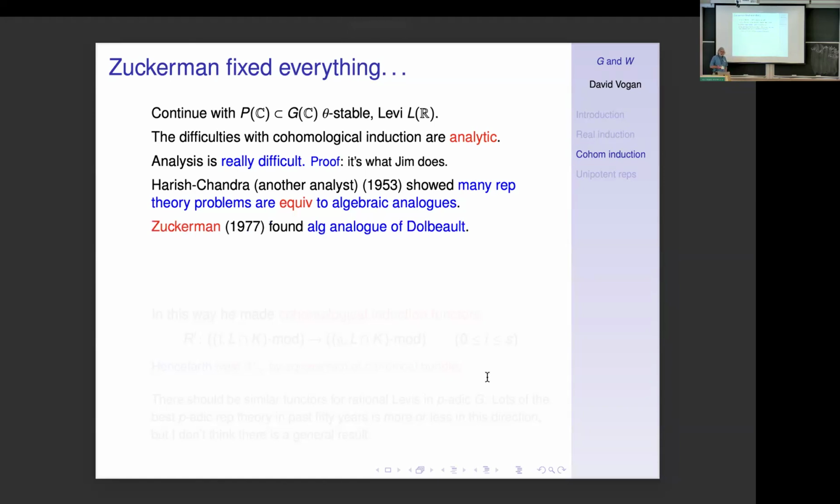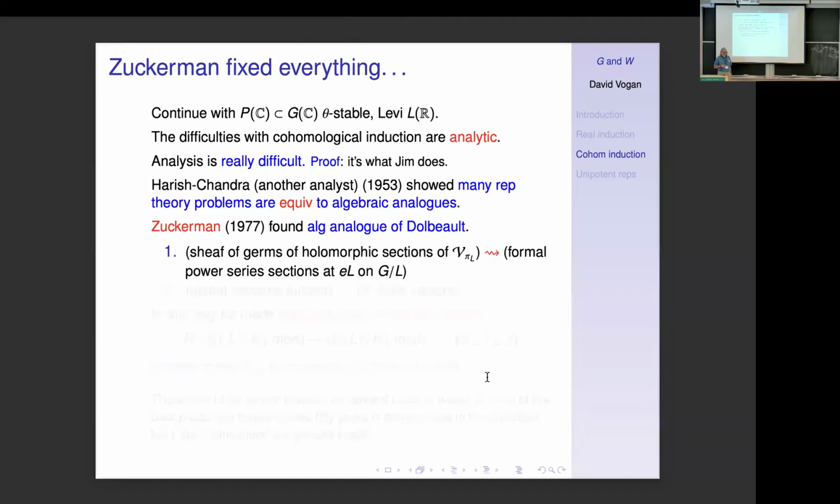And so this Dolbeault cohomology idea, which is technically inaccessible, Zuckerman found an algebraic version of it. So what did he do? Dolbeault cohomology involves this sheaf of germs of holomorphic sections of some vector bundle. Zuckerman said you should replace that by formal power series sections of the bundle. So in algebraic language, that's some produced module.